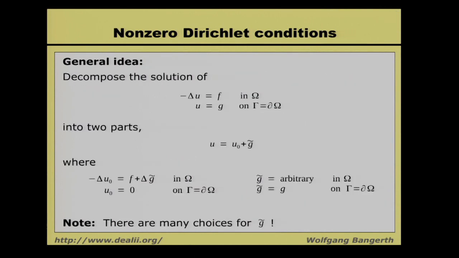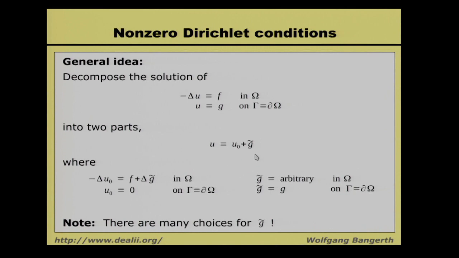So the general idea how to deal with non-zero boundary conditions essentially works like this. I'm going to represent my solution here. I'm going to decompose this into two parts, namely a part u0 and a part that I'm going to call g tilde. And they satisfy the following conditions. So u0 will be so that it has zero boundary conditions, okay? And then if I take this u and I put this decomposition into the equation here, then I find that minus Laplace u0 equals f plus Laplace g tilde, okay, and u0 equals 0.